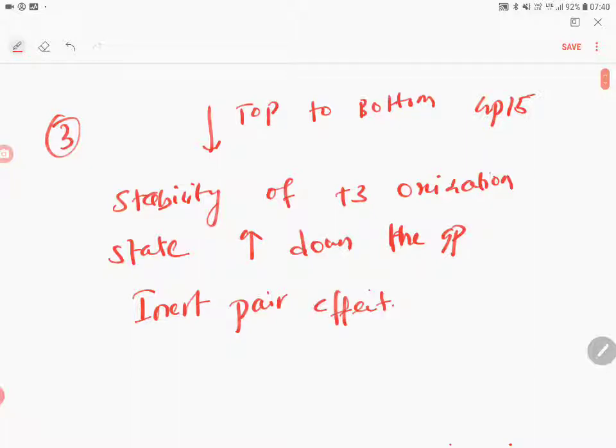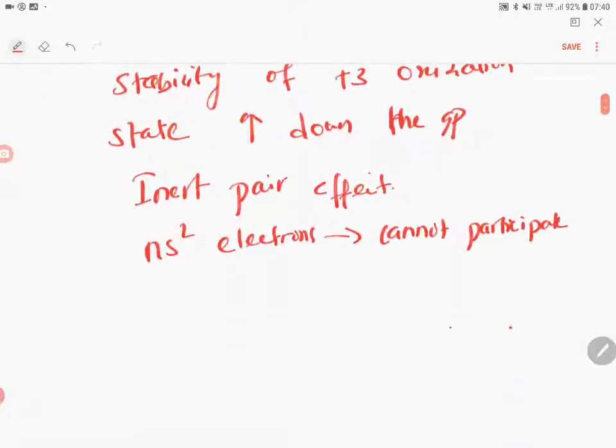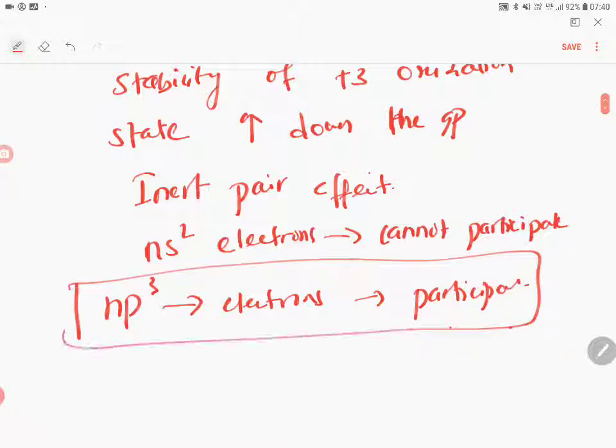This inert pair effect is a characteristic property of the elements at the bottom of the group, where ns2 electrons cannot participate in chemical bonding. Therefore, only the np3 electrons participate in chemical bonding. So this will be the stable oxidation state of the bottommost element.